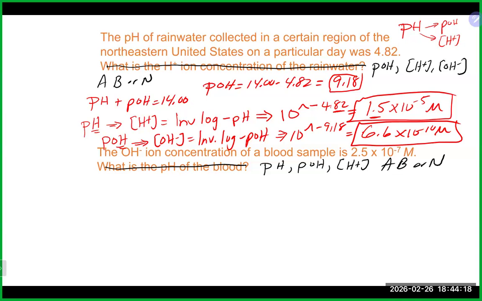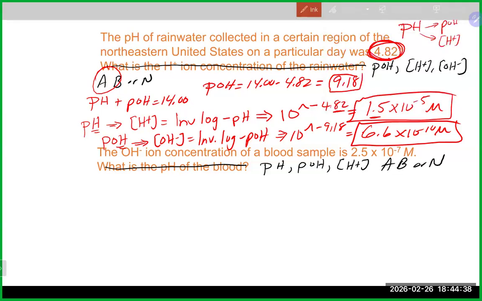At this point, we want to know, is this acidic, basic, or neutral? Again, I'm going to look at our pH value, which is 4.82. That's less than 7. That's going to mean acidic in this case. Any questions on any of those there?